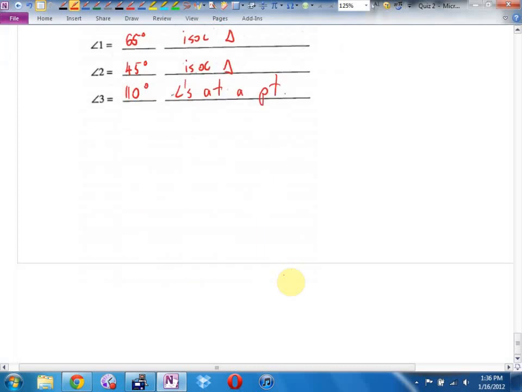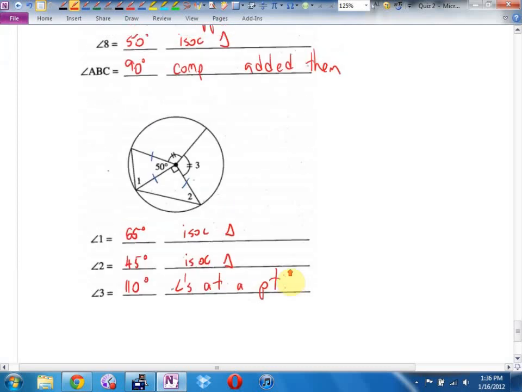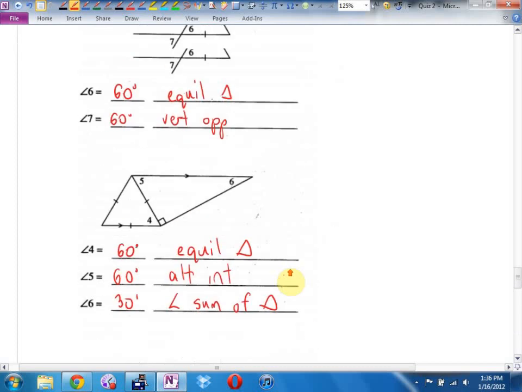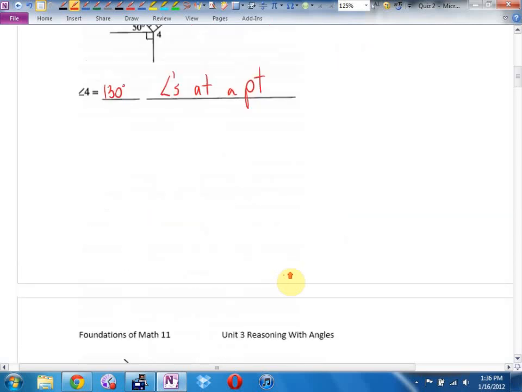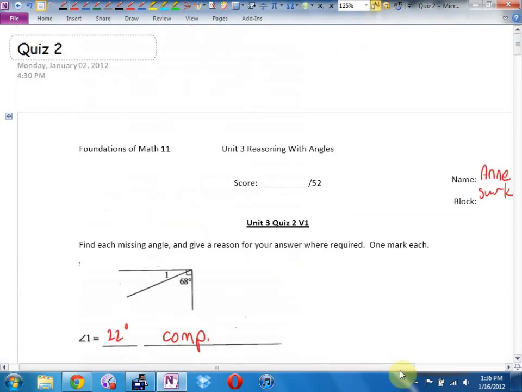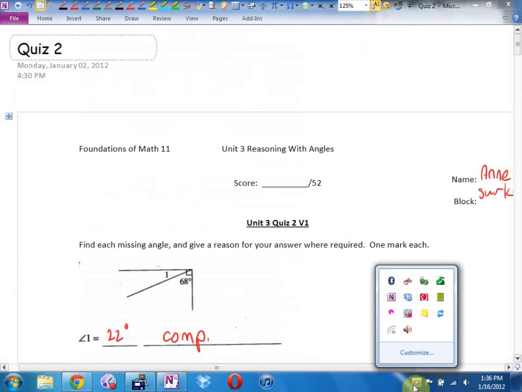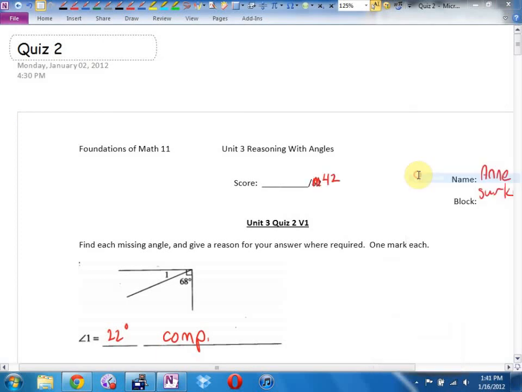Now, half mark for each angle, a half mark for each reason. Give yourself a lovely score out of 52. Don't hand them in just yet because right now some of you need to come lawyer with me. Now is the time. So apparently Mr. Dueck can't do math. It's out of 42, not 52. Is that correct? It's out of 42, yes? Give yourself a score out of 42. Now pass them inwards, please.